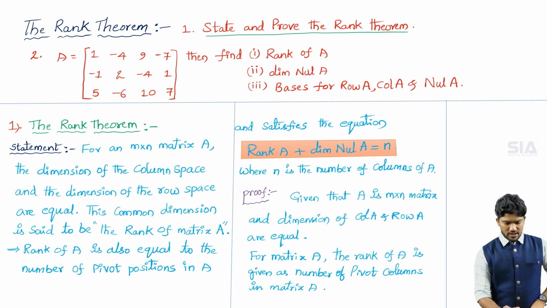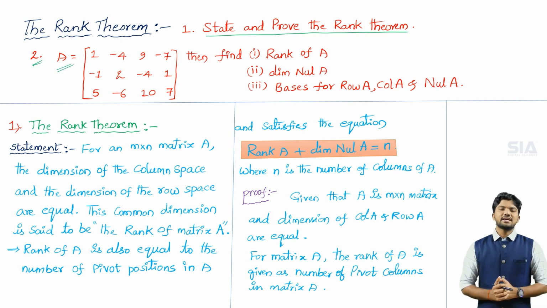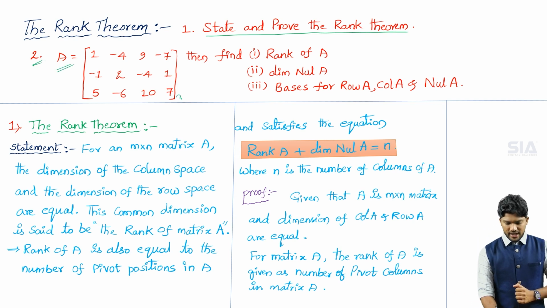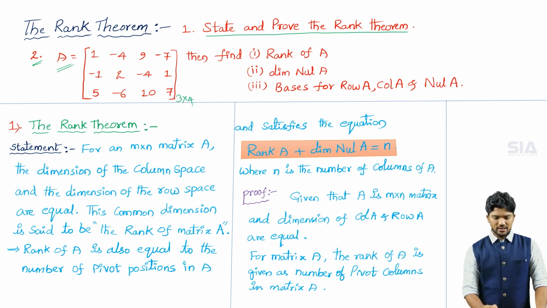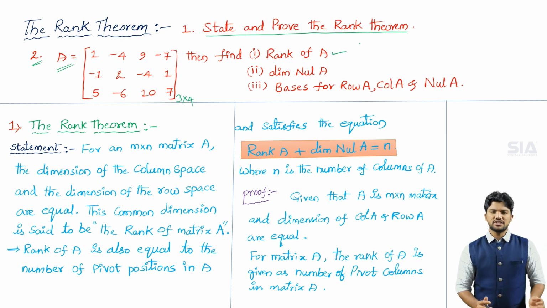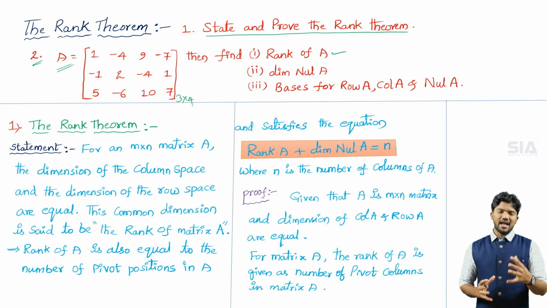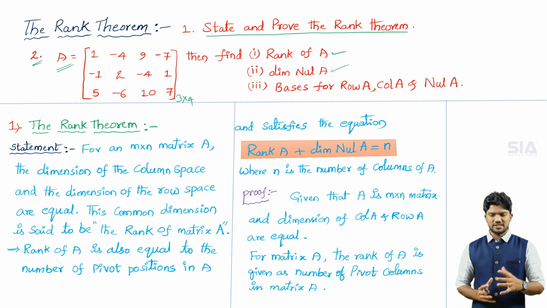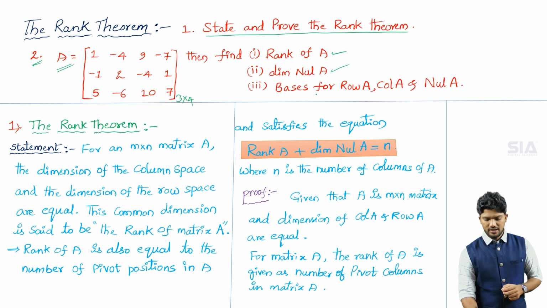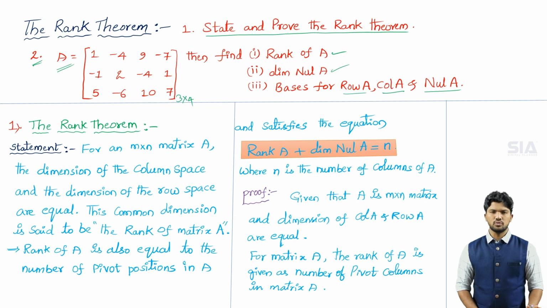And the second question is: given capital A is a 3 by 4 rectangular matrix. So here we have 3 rows and 4 columns. Then we have to find the rank of capital A, the dimension of the null space of A, and the basis for the row space of A, column space of A and null space of A. So these are the two problems regarding the rank theorem.